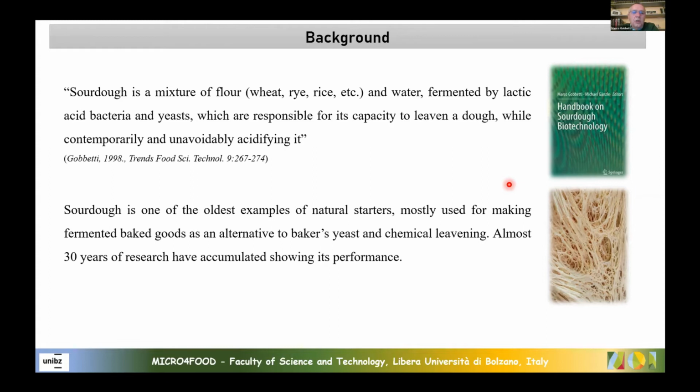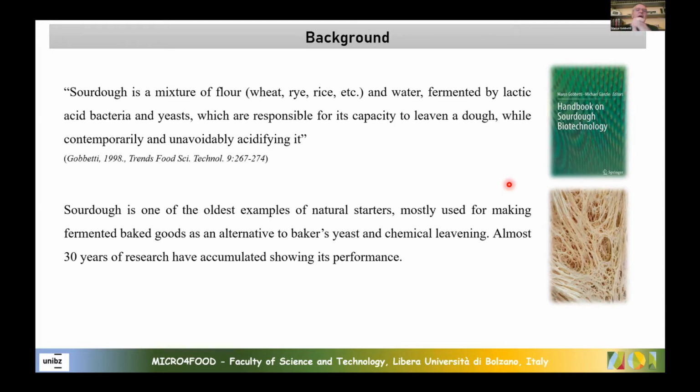Sourdough, as you know, is one of the last examples of natural starters, and I have to say that I started almost 30 years ago to work on sourdough when pioneer studies were already present, especially from Spain, Germany, and Japan. And a number of publications dealt with the bread from San Francisco.